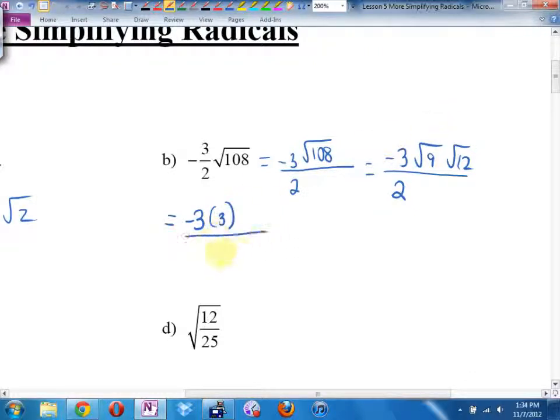And there was a 2 on the bottom. But what did you say? I can do something with this 12 too. How can I write 12 as what times what? Except, can you say the perfect square first? I always go root 4, root 3.